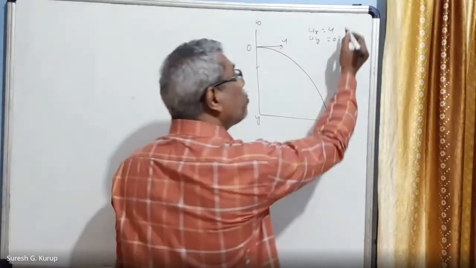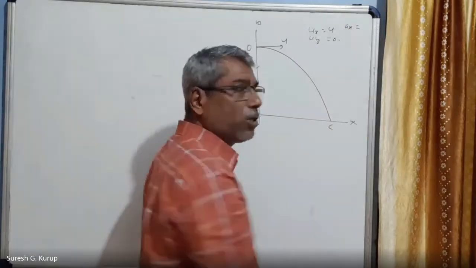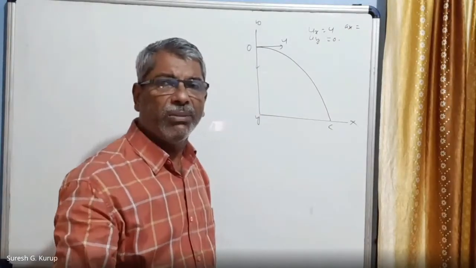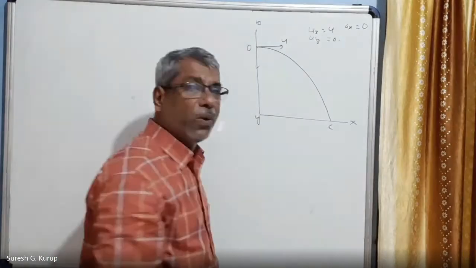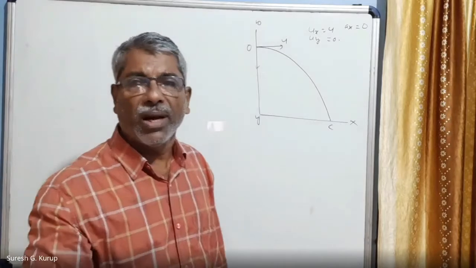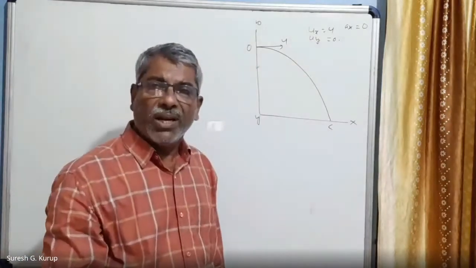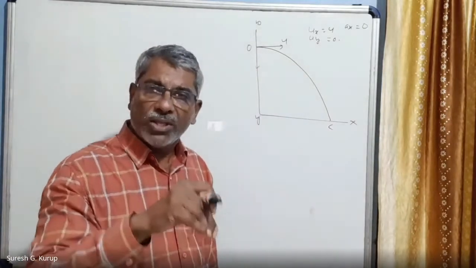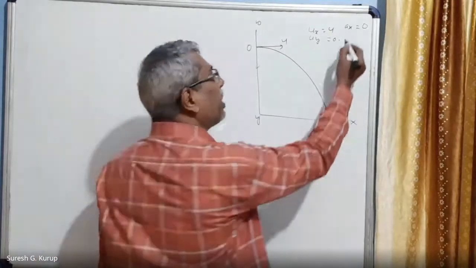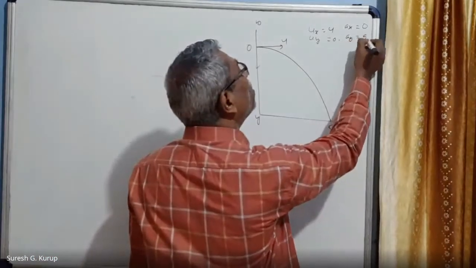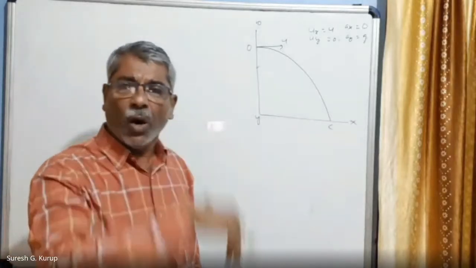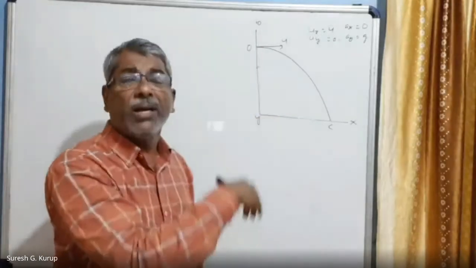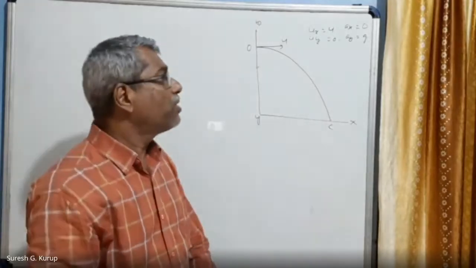And also, ax, the acceleration in the direction of the x-axis or the horizontal direction, is equal to 0. Why? Because this is a motion under gravity. In a motion under gravity, the acceleration is always acting downwards. Therefore, ay is equal to g. Ay means in the downward direction: in the y-axis direction, the acceleration is equal to g.